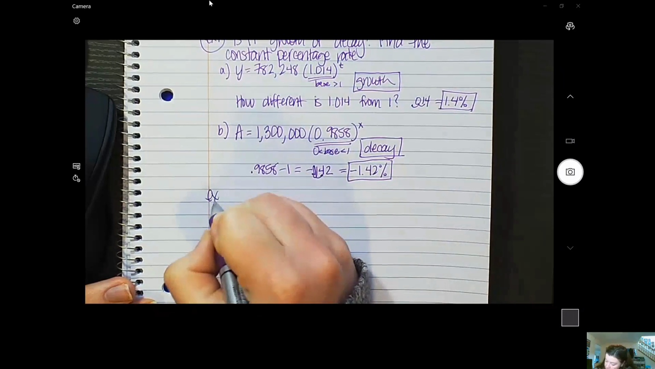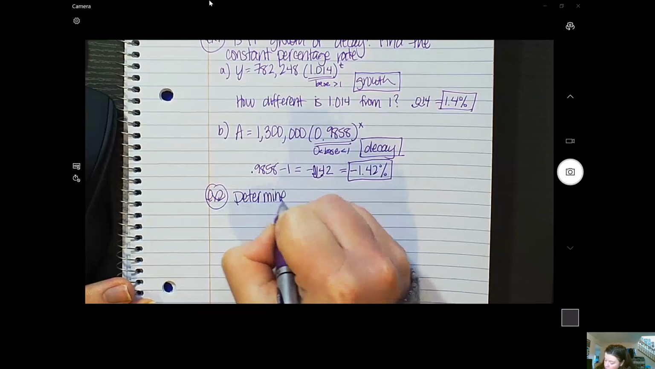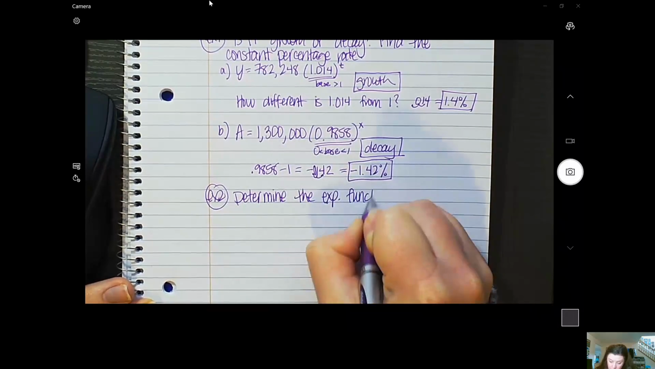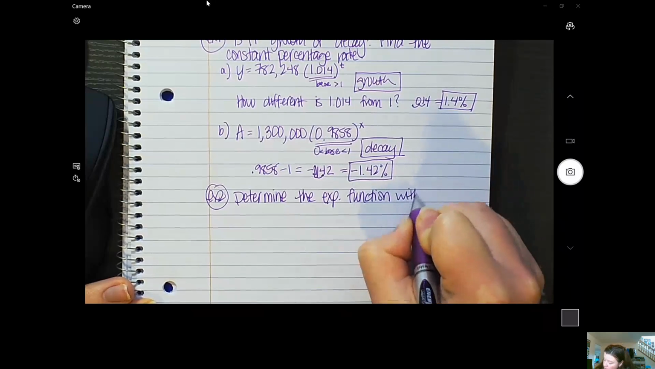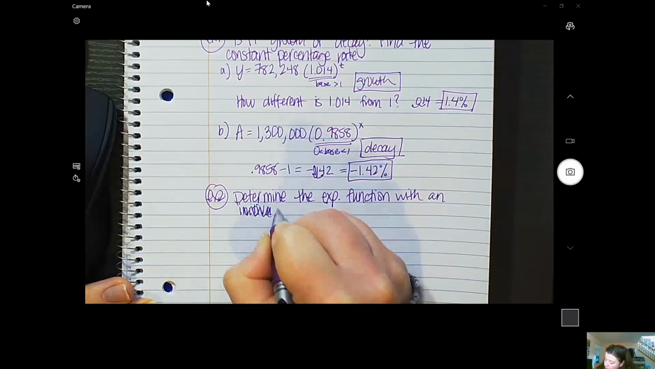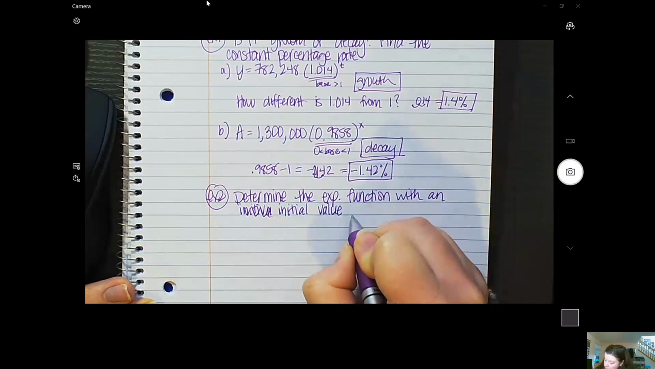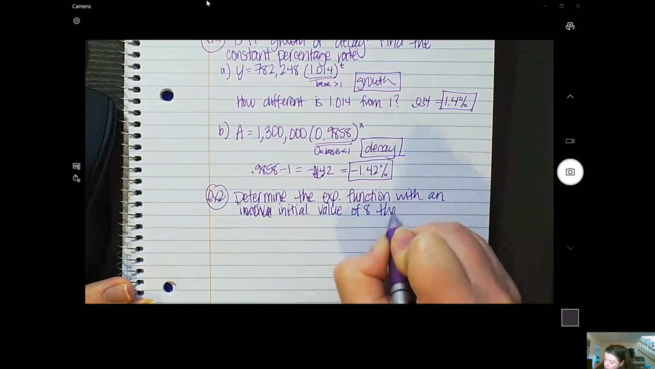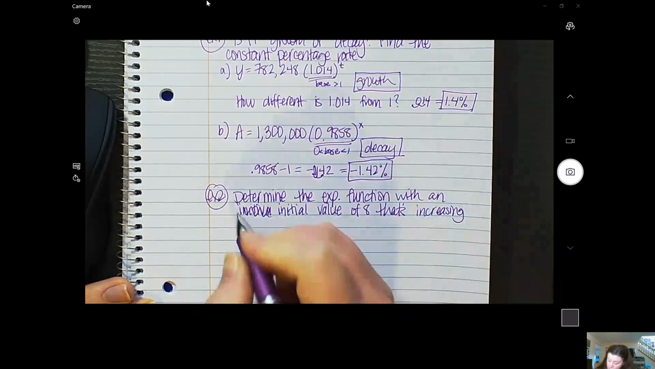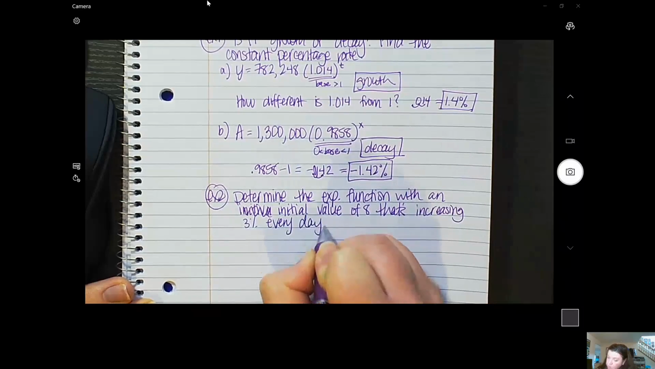Here is example 2. Determine the exponential function with an initial value of 8 that's increasing 3% every day.